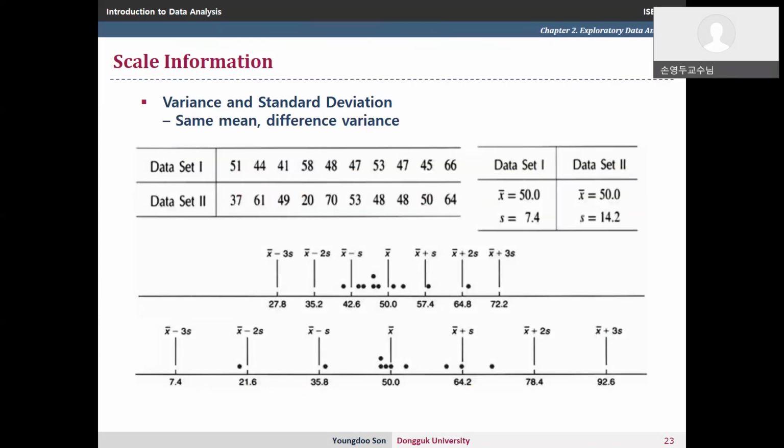So here is an example of the variance and standard deviation. Datasets 1 and 2 have the same mean, x bar equals 50. However, the standard deviation of the second dataset is twice that of the first one. So we can easily see the first one is distributed in a smaller area than the second one. Okay.